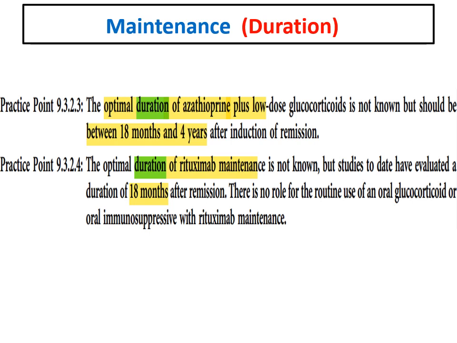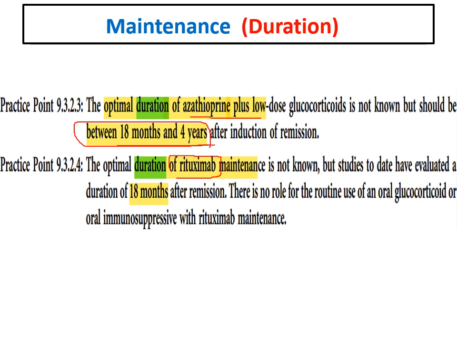What about the duration? For how long should we give either azathioprine or rituximab? When we use azathioprine plus low-dose steroid, the duration will be between 18 months and 4 years after induction of remission. So if we use azathioprine and low-dose steroid, the duration will be between 1.5 years to 4 years.